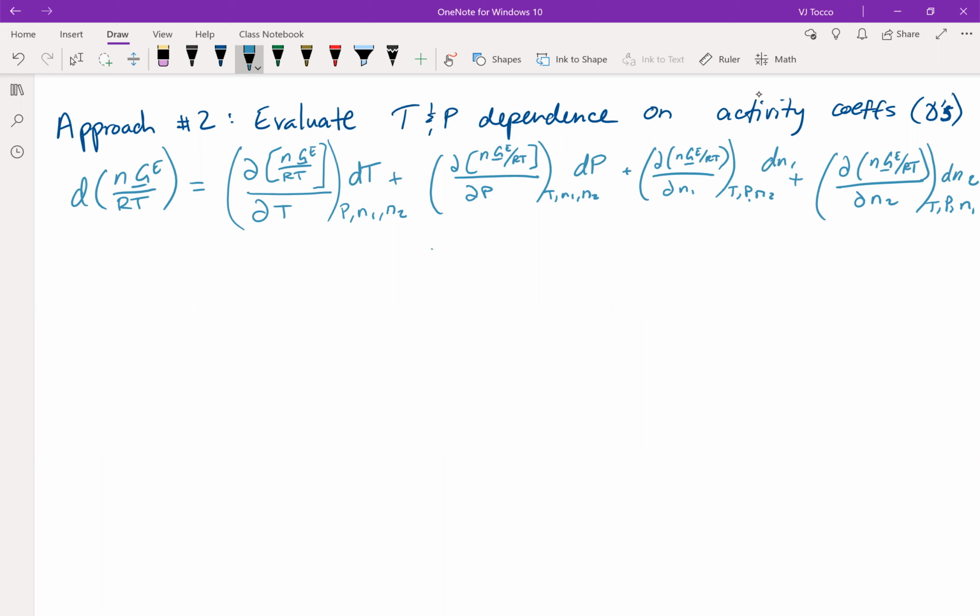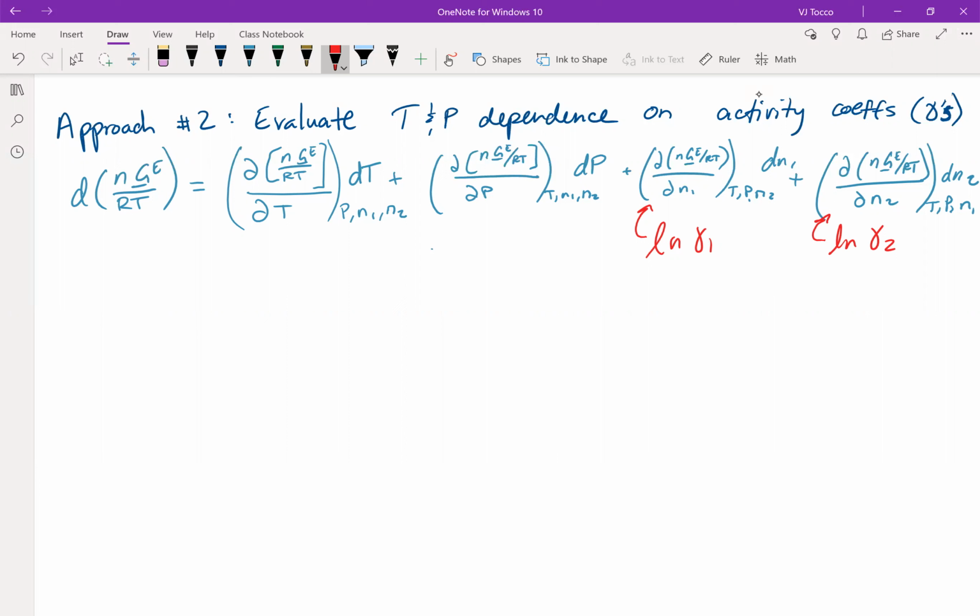All right, simplifying this expression, I can say that in the last 2 terms, this partial derivative of nGE over RT with respect to n1 is literally the definition of the activity coefficient. That is ln gamma 1. So ln gamma 1 is there, and ln gamma 2 is there. That should be in your notes from Friday. So that takes care of simplifying those 2 terms.